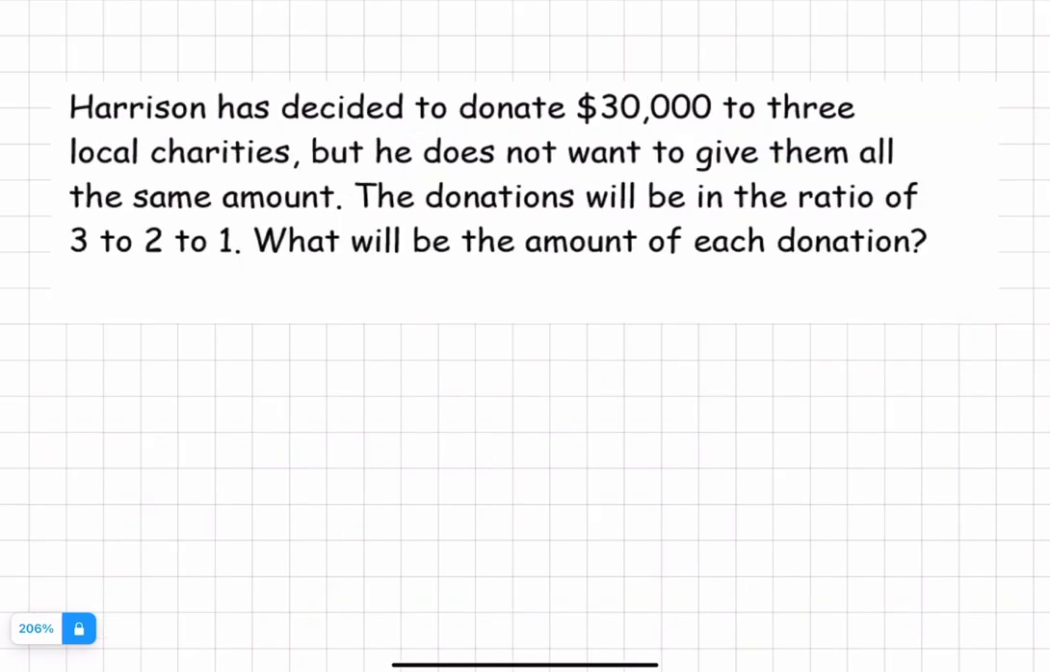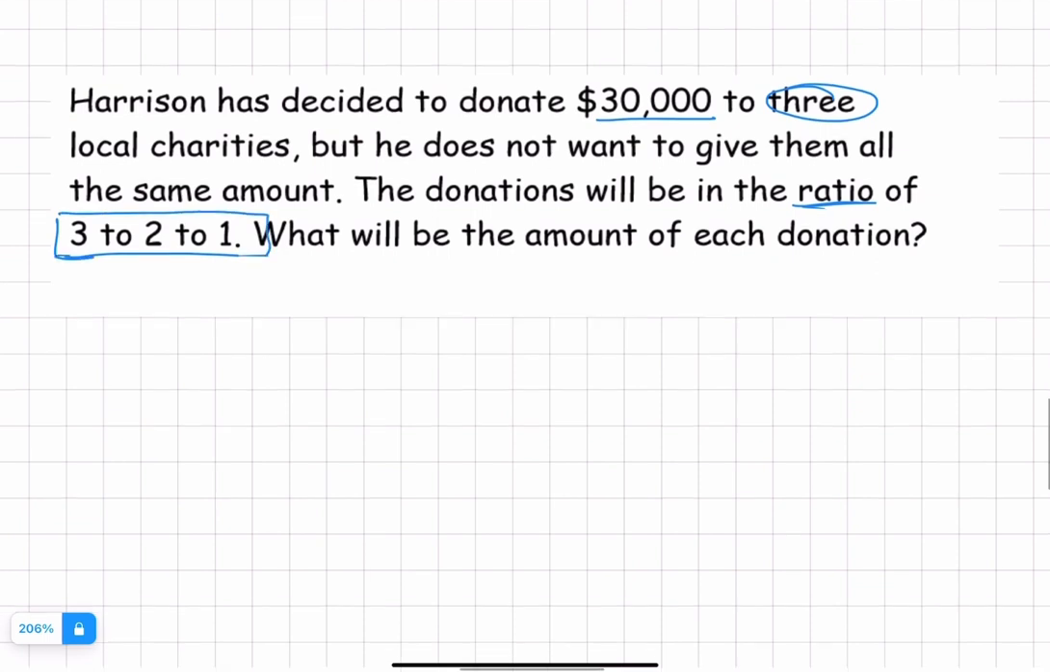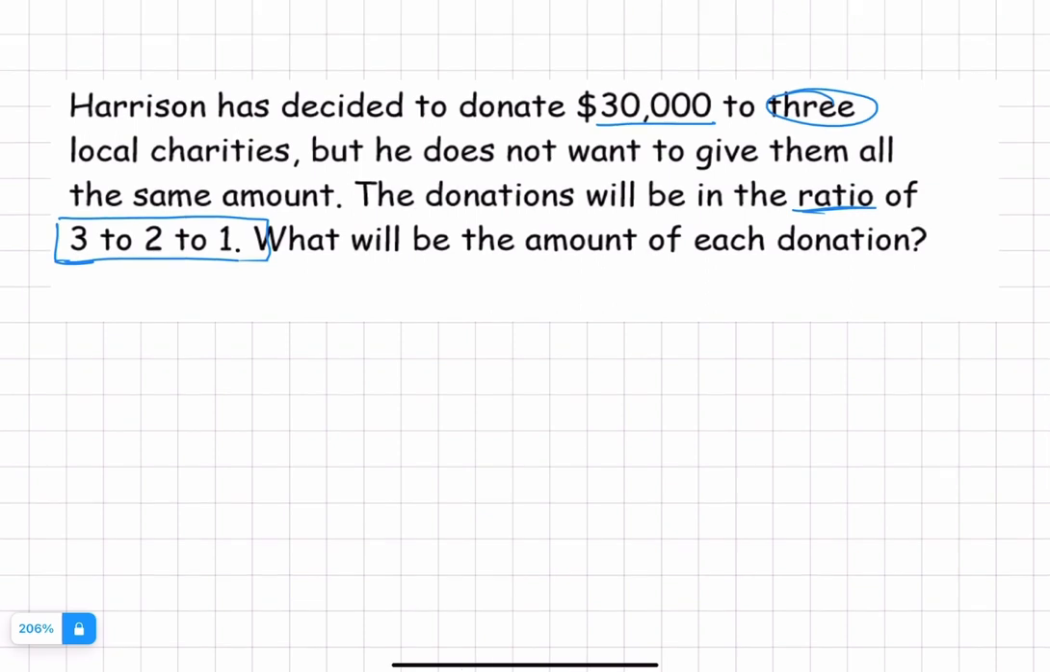In this question, we have a ratio problem. So let's read it out. Harrison has decided to donate $30,000 to 3 local charities, but he does not want to give them all the same amount. The donations will be in the ratio of 3 to 2 to 1. What will be the amount of each donation? When you have a ratio, the denominator would be all the ratios added up together. So the denominator would be 3 plus 2 plus 1, which equals 6, right?